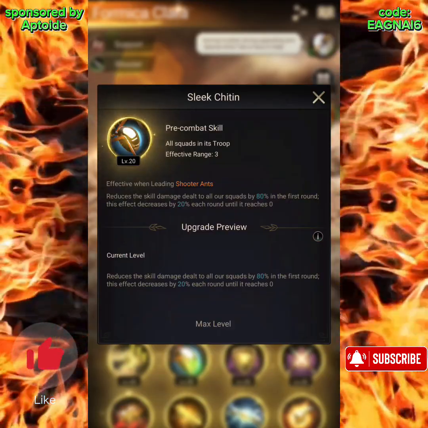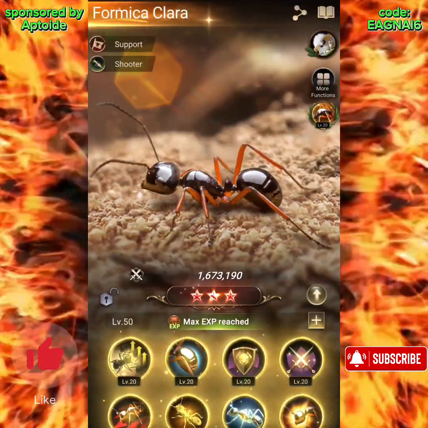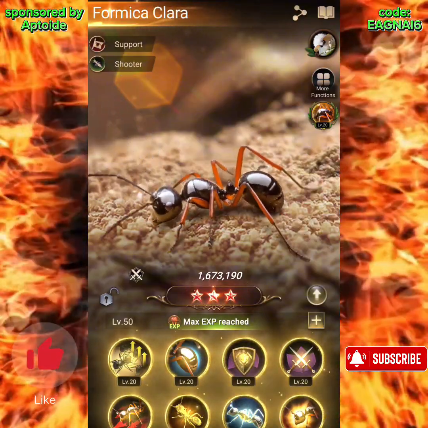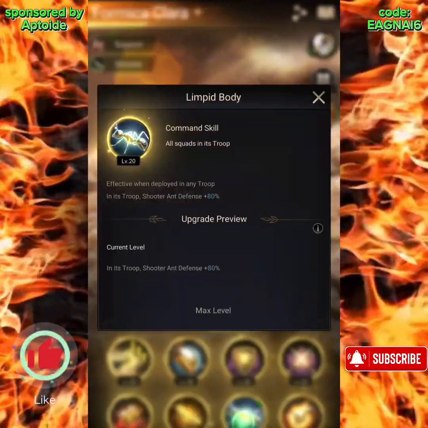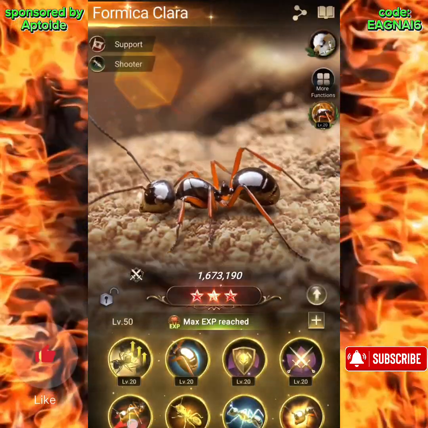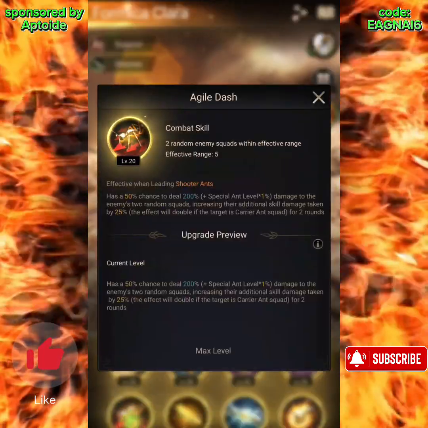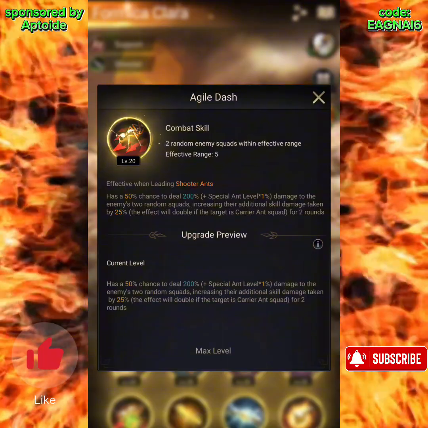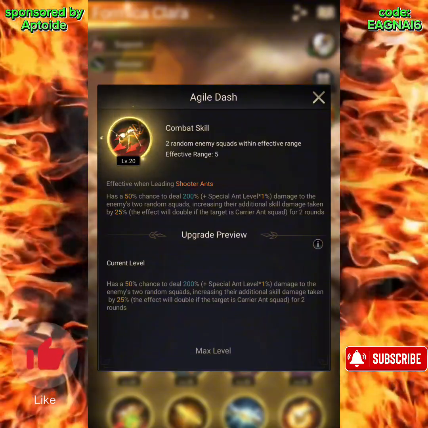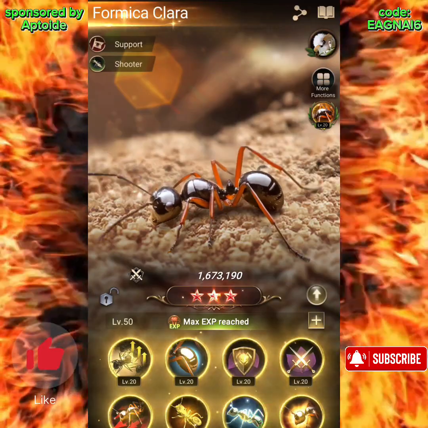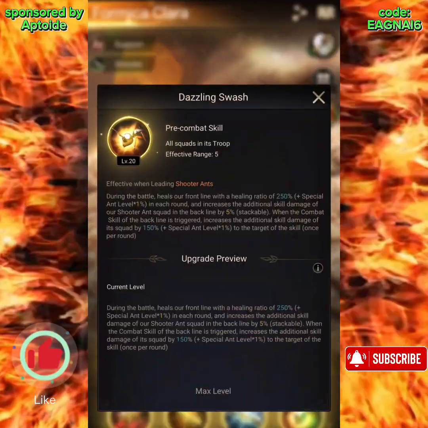So it has reducing the skill damage, which is important when you're facing something like Saharan Silver, because Saharan Silver is a very high DPS ant. Then it has your defense, and then it has the support to be able to increase their additional skill damage. So your backline's basically able to do way more.